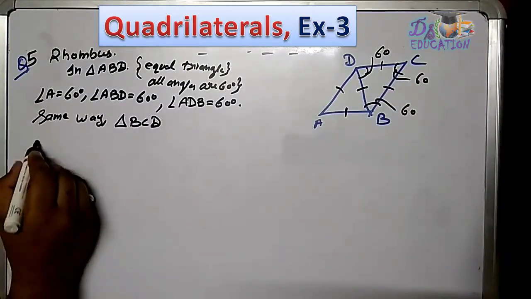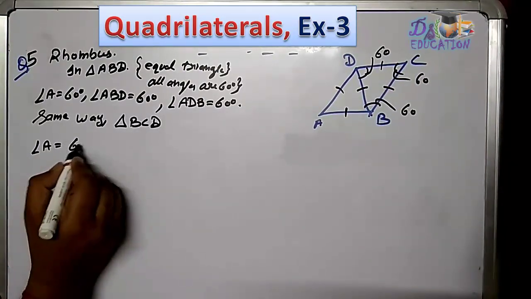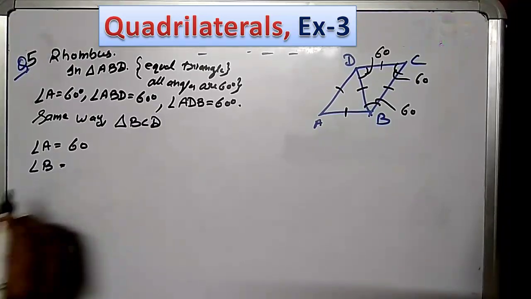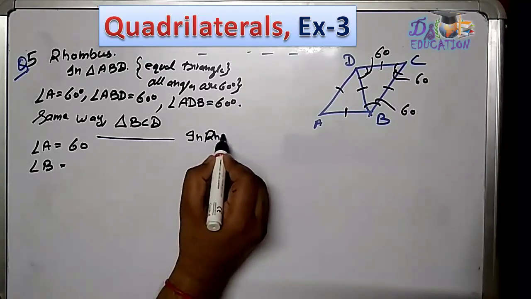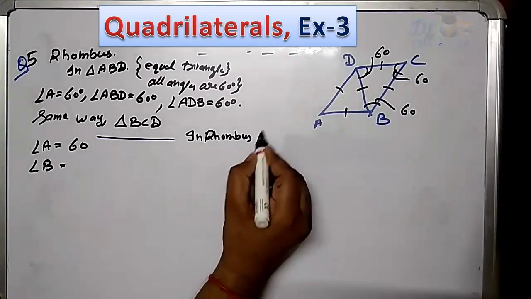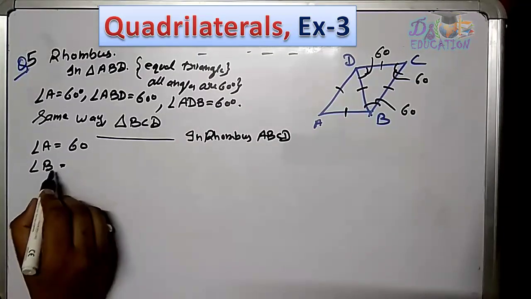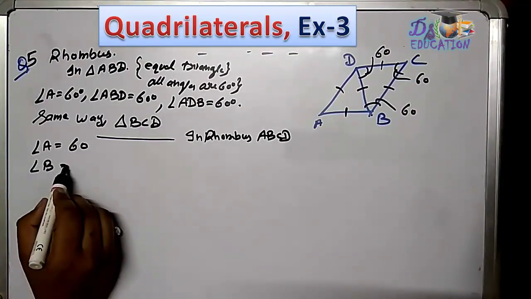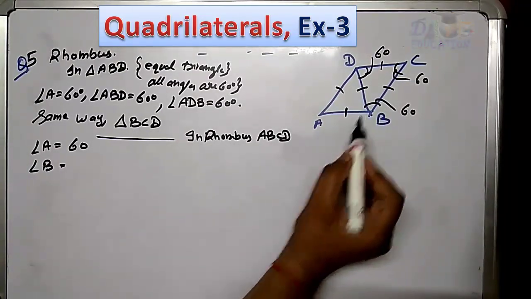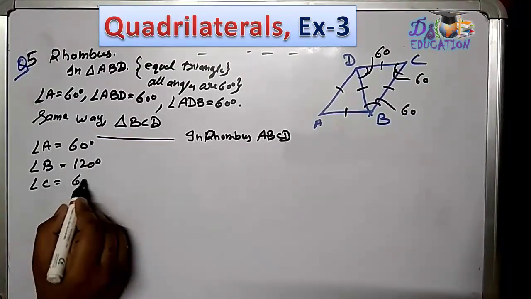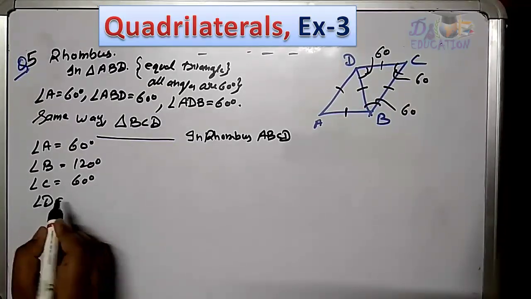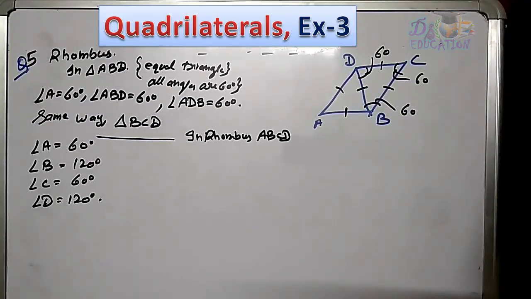So now we will write, in rhombus ABCD, angle A is equal to 60 degrees, angle B is equal to 60 plus 60, that is 120 degrees, angle C is equal to 60 degrees, and angle D is equal to 120 degrees. Okay, so a very easy question, only to understand the language. Moving to the next question now.